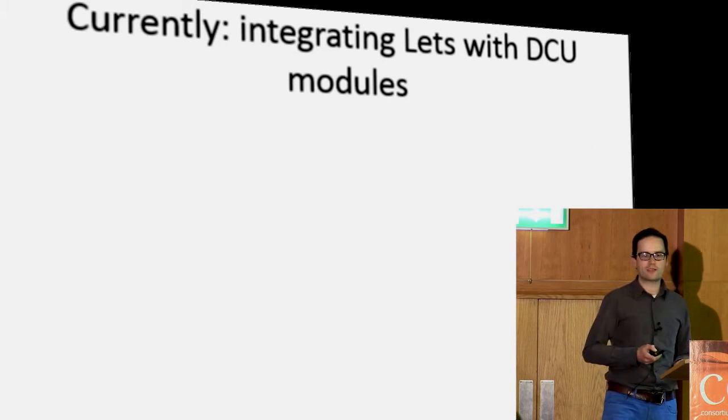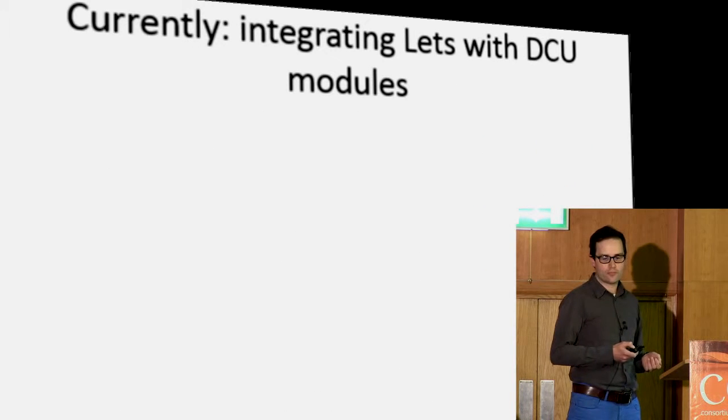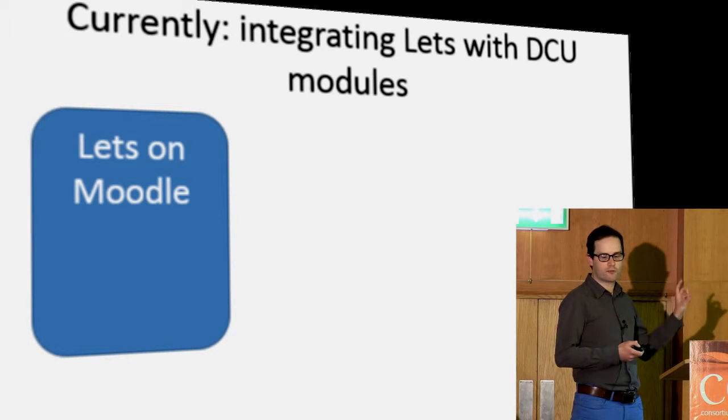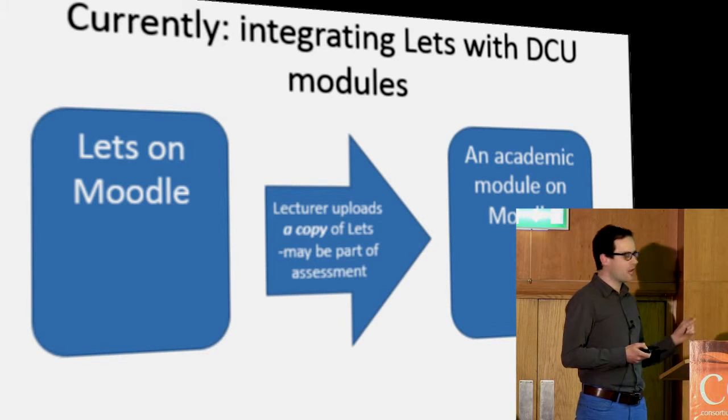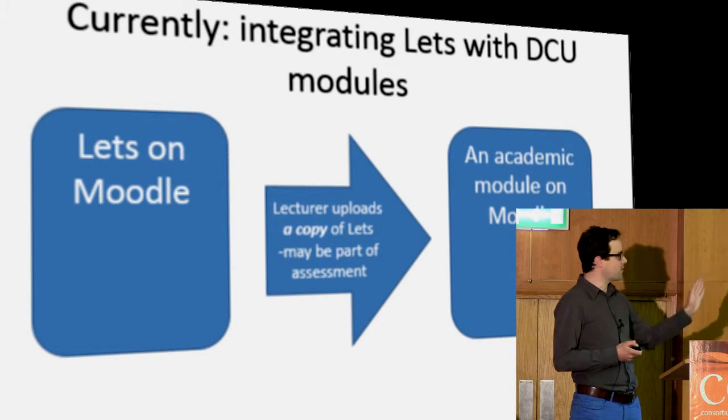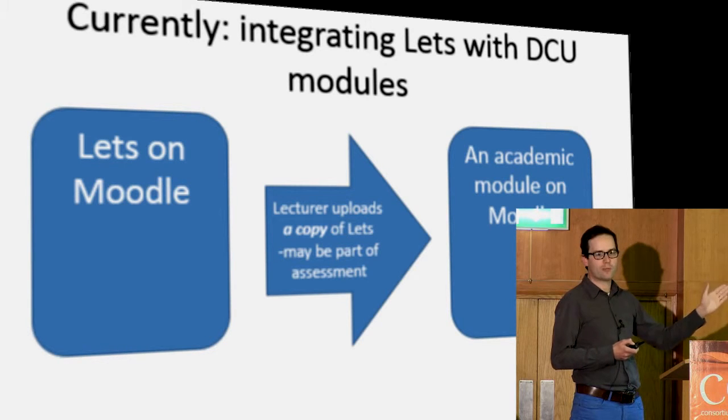The way it integrates with modules in DCU at the moment is that there's a position on Moodle for Let's, and then if an academic wants to include it in one of their modules, they have to upload it manually into the tutorial. So we're getting a clip of the walk-in students on the left-hand side who sign up themselves, but we can't really see what happens when it's uploaded into a different module. That's invisible to us.